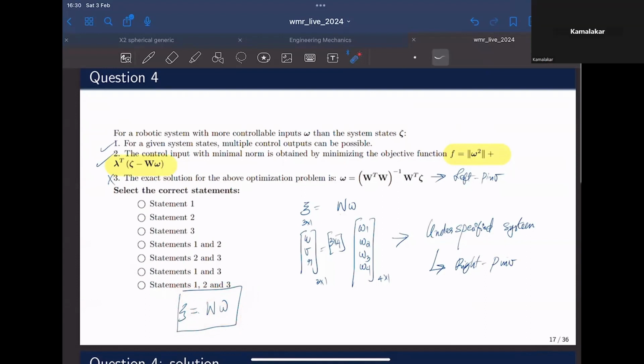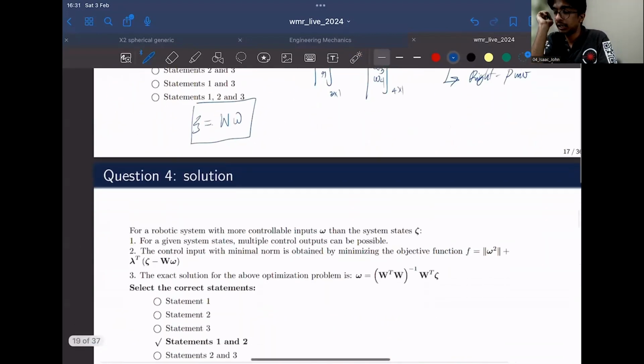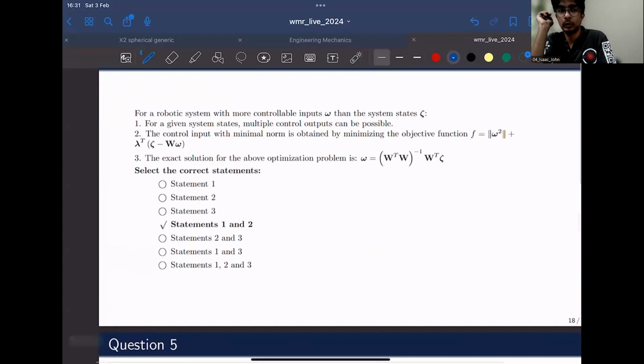Okay, sir. Thanks, sir. So in this regard, the correct option would be options 1 and 2. So I think option 4 is correct. I hope that is clear. Yes, statements 1 and 2 are clear.